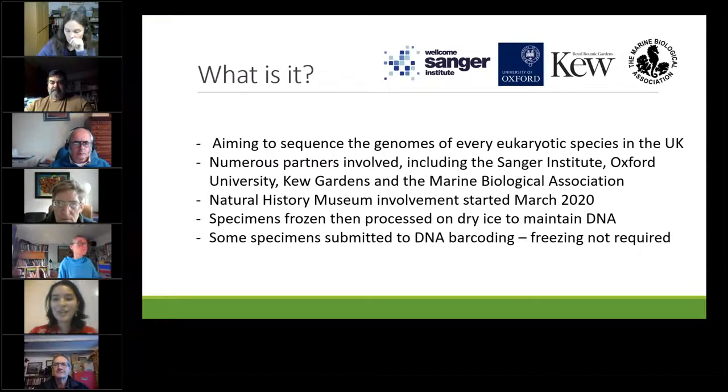Thank you. So just in case you didn't know, the Darwin Tree of Life project is a really ambitious scheme to try and sequence the genomes of every eukaryotic species in the UK. So in total, this is around about 70,000 species. We are currently in the pilot scheme. So there's a 2-year pilot scheme to try and collect various family representatives of these species. The aim, once they're collected, is to sequence their whole genome.